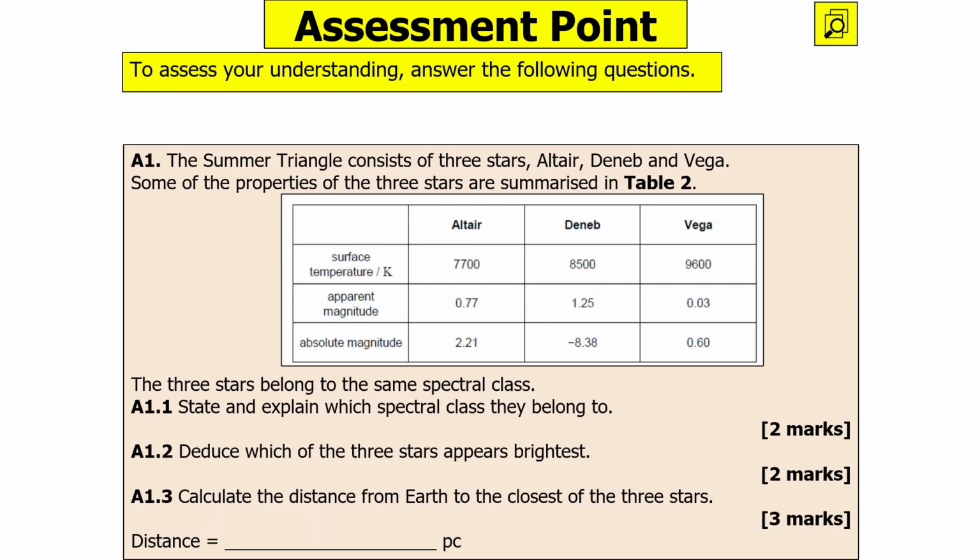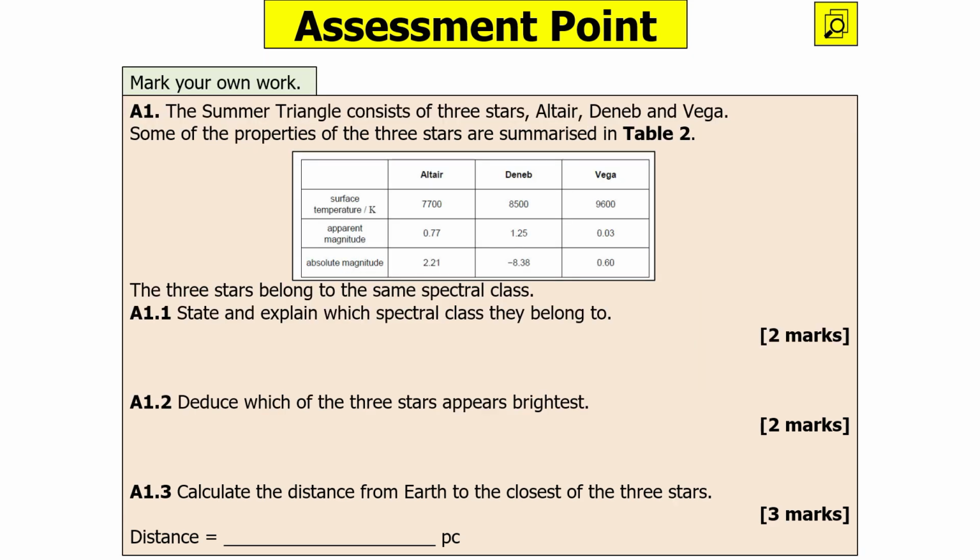Next question says, the summer triangle consists of 3 stars, Altair, Deneb and Vega. Some of the properties of the 3 stars are summarised in the table on the screen. The 3 stars belong to the same spectral class. State and explain which spectral class they belong to. Deduce which of the 3 stars appears the brightest, and calculate the distance from the Earth to the closest of the 3 stars. So pause the video now. Then unpause the video when you want to go through your answer.